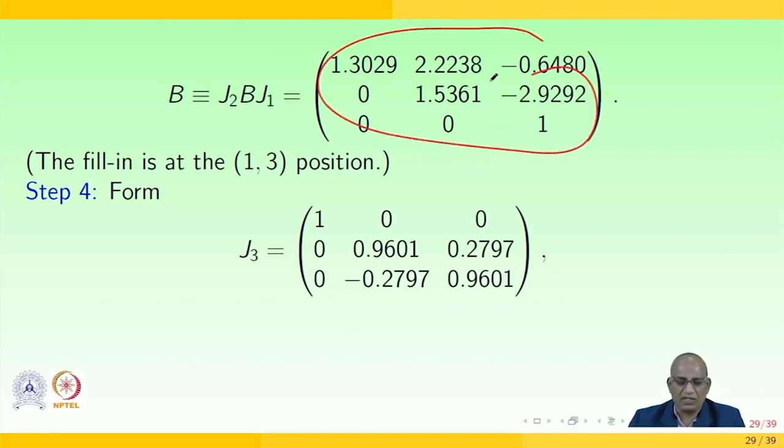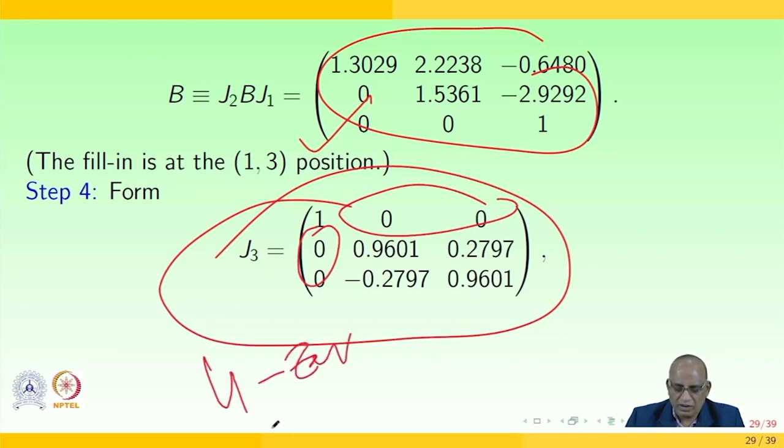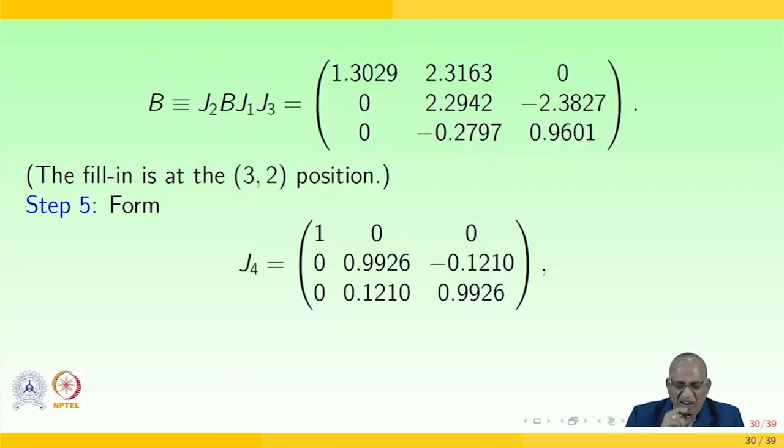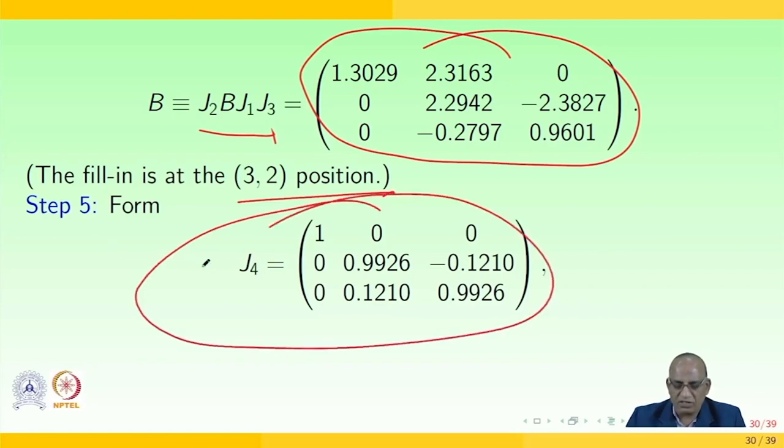This is the matrix which we get, with the fill-in at the 1,3 position. And ultimately, you form J3 in this form. So these are all zeros, and the entries are non-zero. So B is equal to J2 times B times J1, J3. So you get this form of the matrix. To eliminate the fill-in at the last 3,2 position, we form this matrix called J4, that is 1, 0, 0, 0.9926, minus 0.1210, 0.1210, 0.9926.